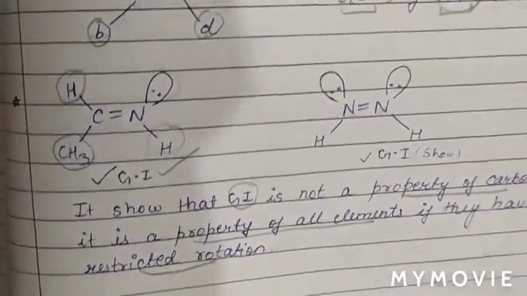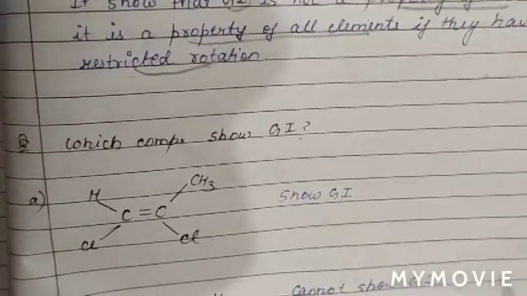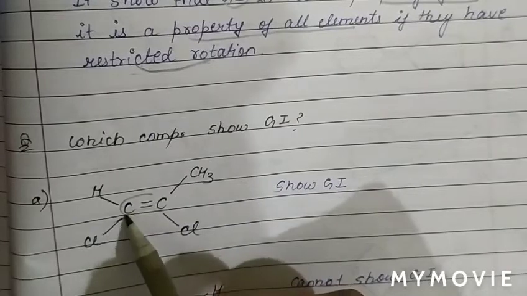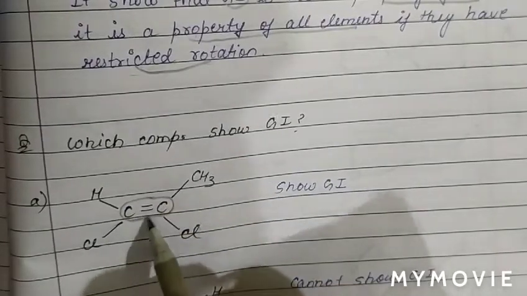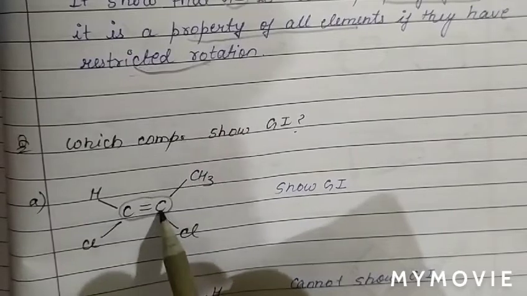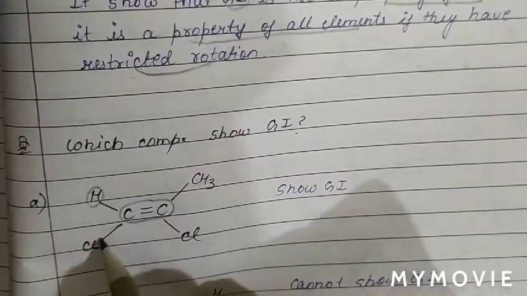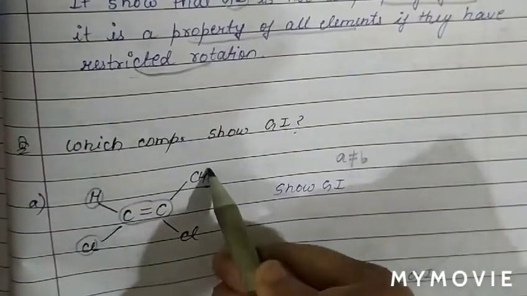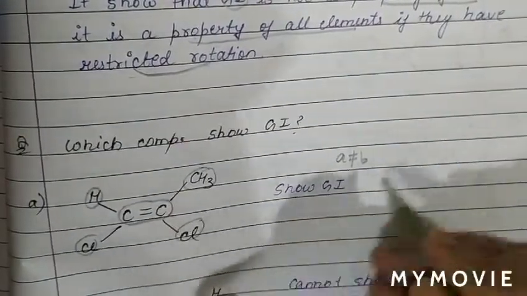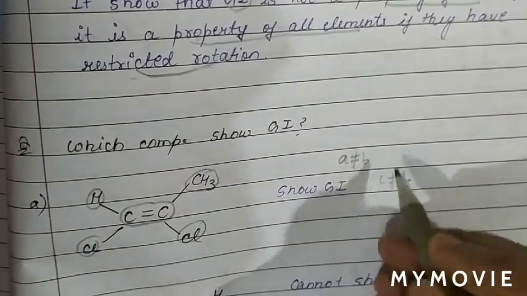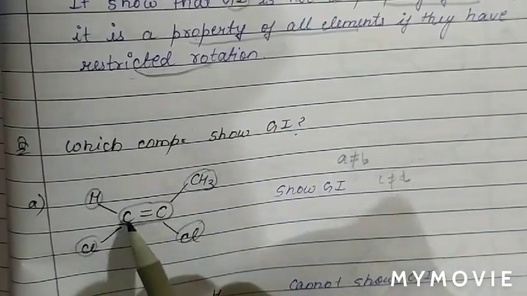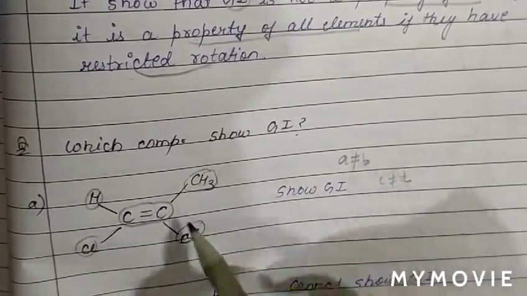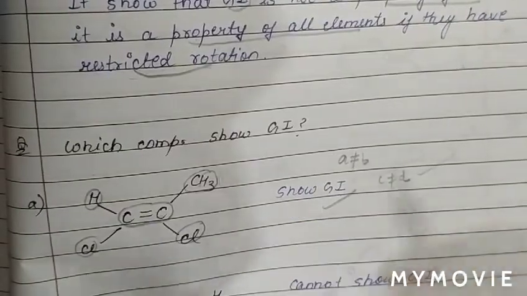Now the question is, which compound can show GI? As we can see, this is a carbon-carbon double bond, and we know in a double bonded system there is restricted rotation. This is A and this is B. We see A is not equal to B, and also this is C and this is D. So C is not equal to D, and as this system has restricted rotation about the carbon-carbon double bond, A not equal to B, C not equal to D, this compound can show GI.